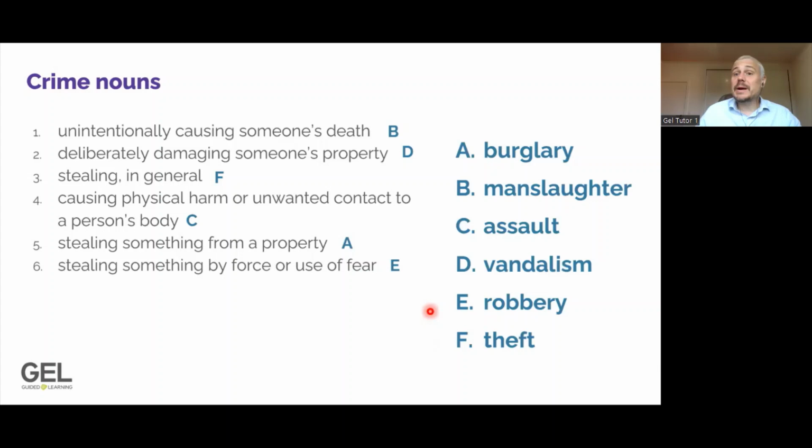Robbery could also happen, for example, at a bank. A person could use force or maybe even a gun, go into the bank and steal things from the bank. Notice that when a robbery happens, the person is present. The victim is present. In a burglary, the victim is not present at the property when the crime happens. Before all of these types of crime, we usually use the verb commit. Commit burglary, commit manslaughter, commit assault, and so on.